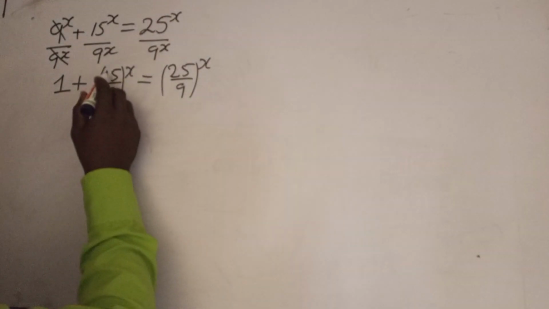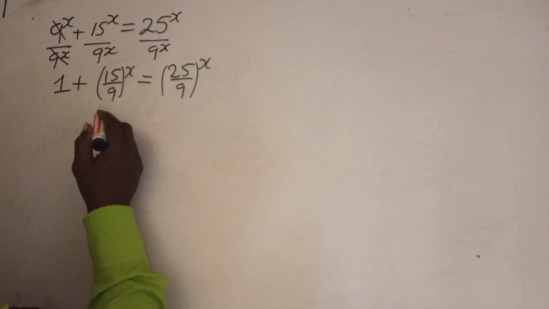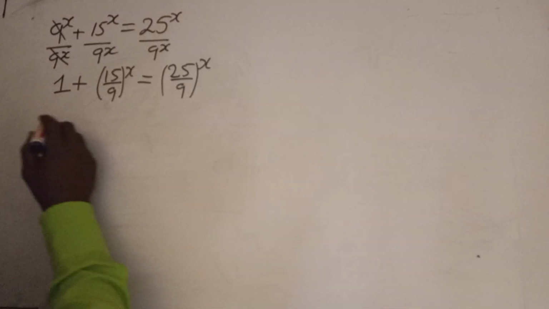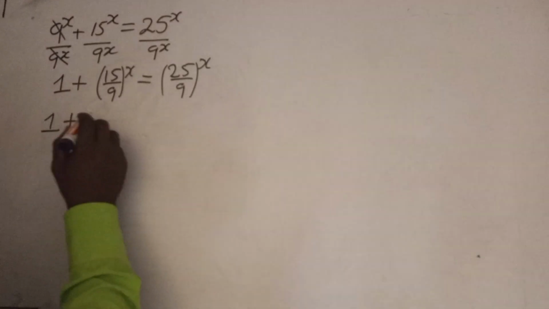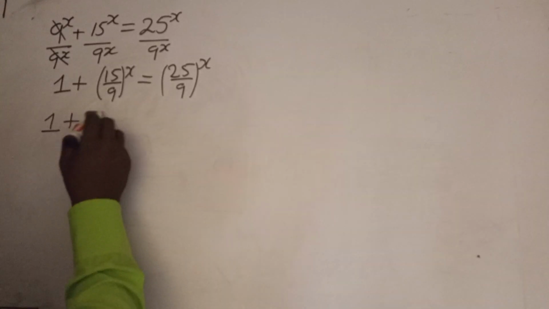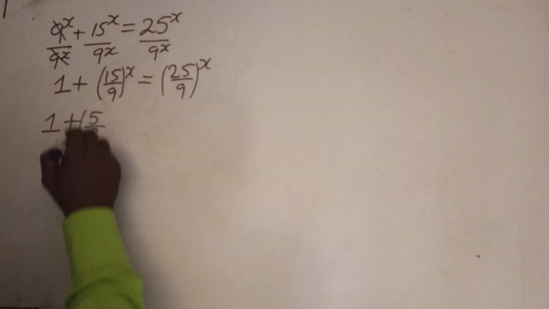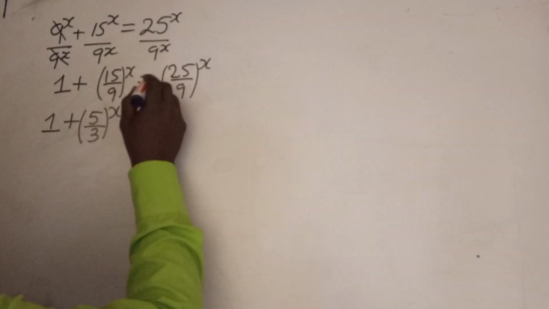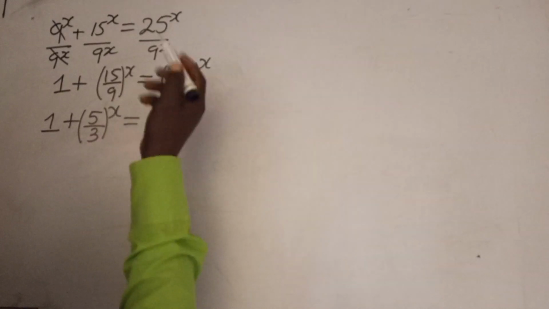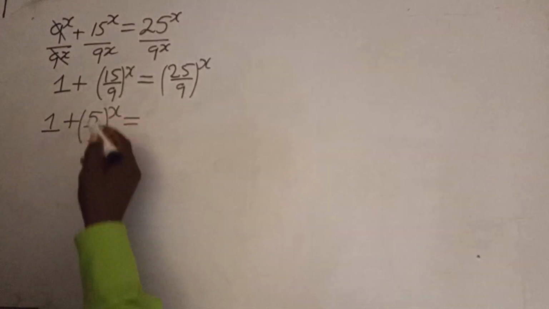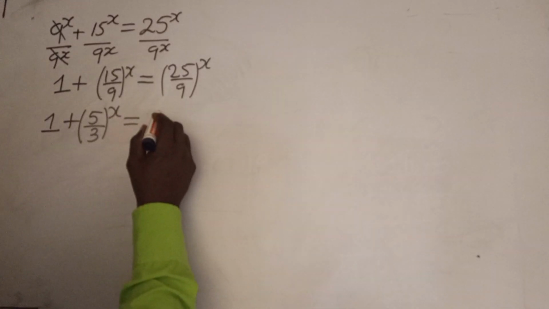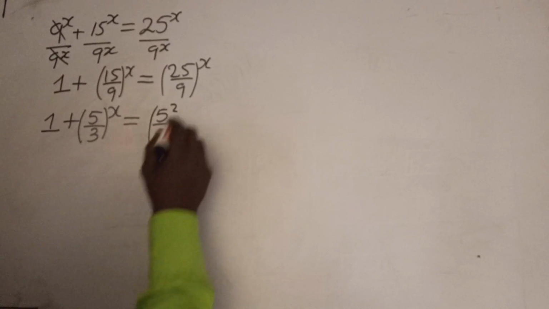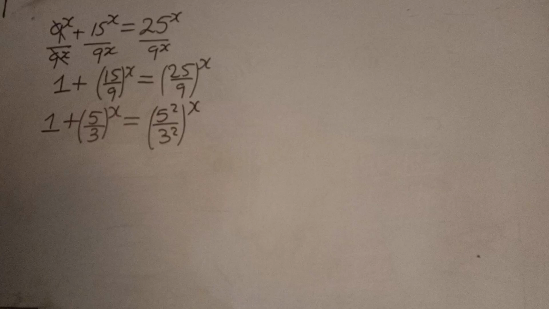Now, 15 all over 9, there is a common factor which is 3. So we have 1 plus 3 there 5, 3 here 3. So 5 all over 3 to the power x. Here we can see that 25 is 5 squared and 9 is 3 squared. So to come up with something uniform, we have 5 squared all over 3 squared to the power x.